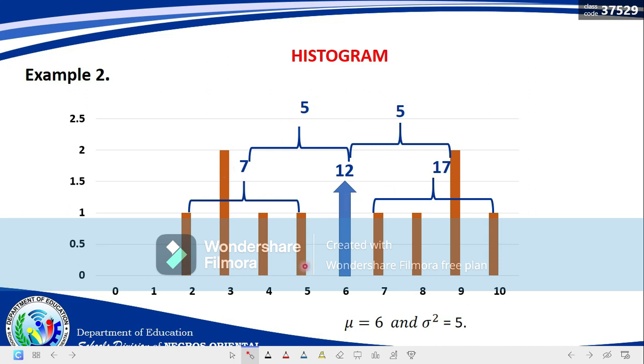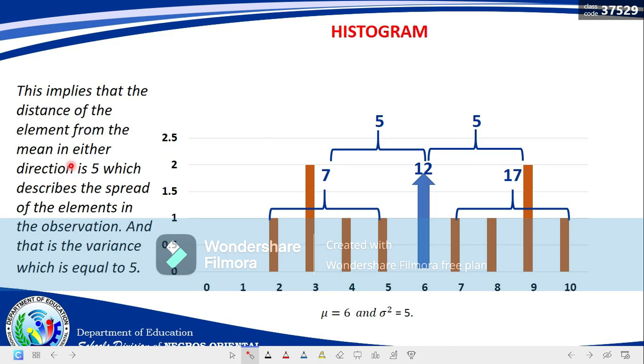This is how the mean and the variance are being featured or shown using the histogram. It means that the distance of the element from the mean in either direction is 5, which describes the spread of the elements in the observation, and that is the variance, which is equal to 5. So this is the distance from the mean. This is 5, either to the left or to the right.